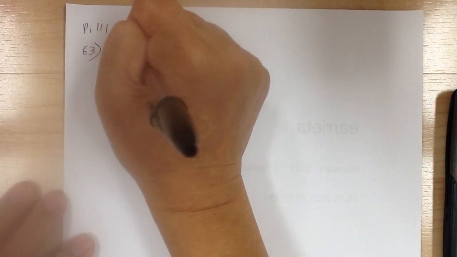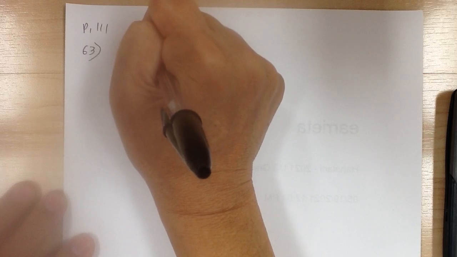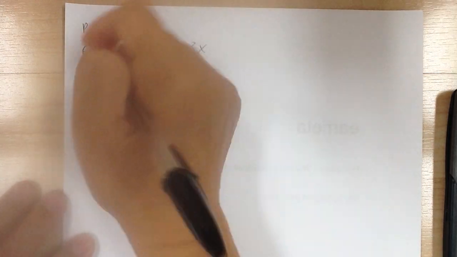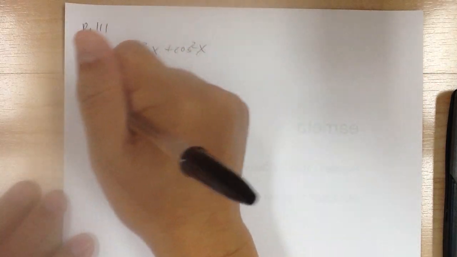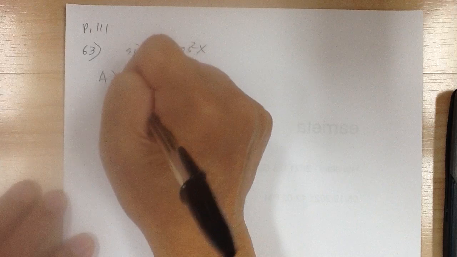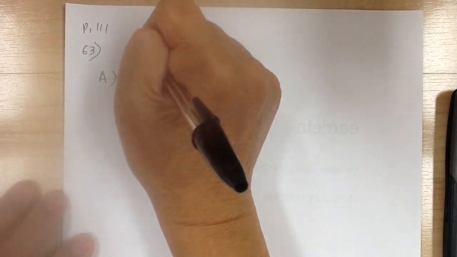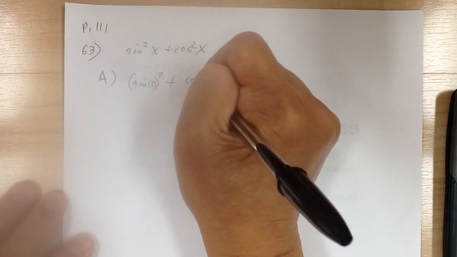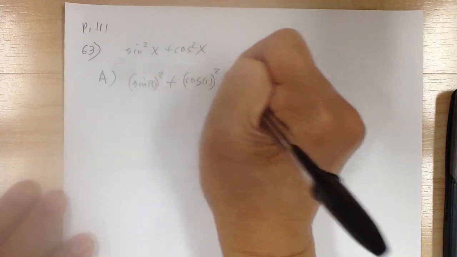Okay, evaluate sine square x plus cosine square x. So x equal to 1 radian, so you're going to get sine 1 square. Remember, this square means you square that, right? Plus cosine of 1 radian square.